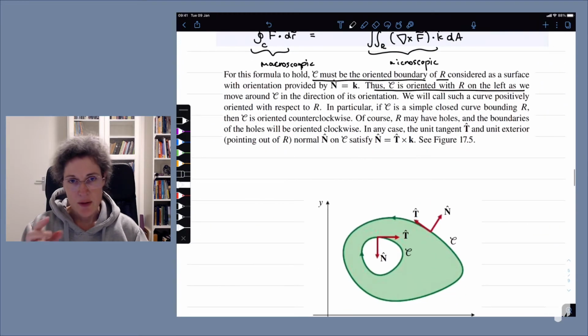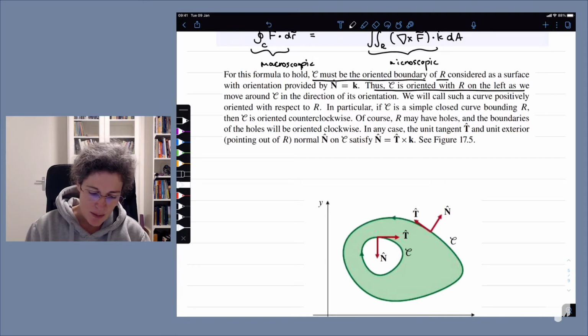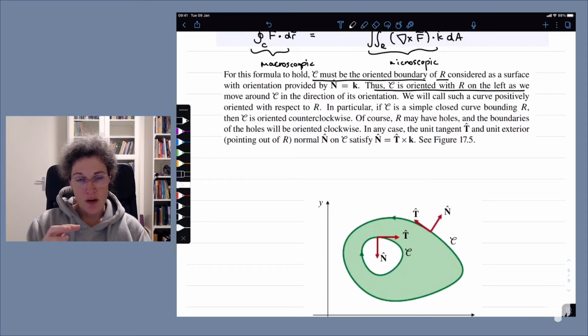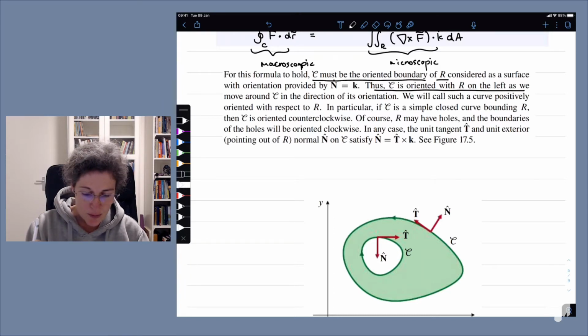So this is why we had to talk about orientation. It might have seemed a little weird at the time, but we need it to be able to talk about these theorems. Okay, and if we are oriented so that when we move around the curve, the region we're interested in is on our left, then we call such a curve positively oriented with respect to that region. And if you're just a simple closed curve bounding a region, then your curve will be oriented counterclockwise.